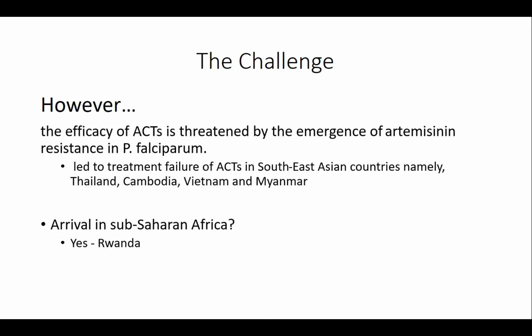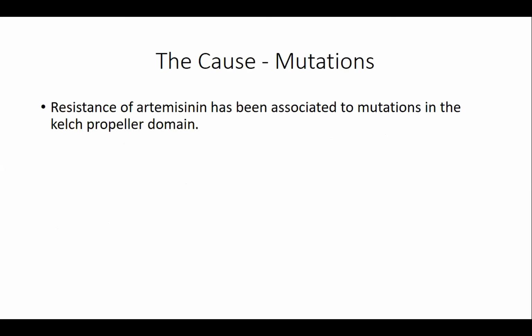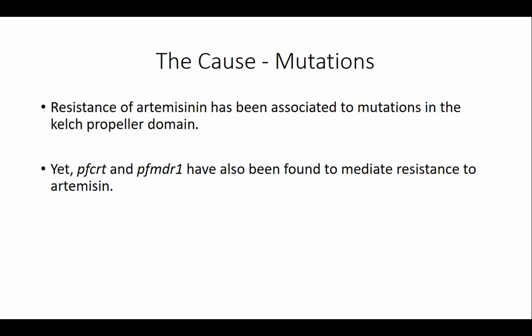Arrival in Sub-Saharan Africa of these very difficult to treat parasite strains can have a huge impact on malaria morbidity and mortality. And yes, they have arrived. The cause, mutations. In 2014, reports established that resistance to artemisinin is due to the Kelch propeller domain of the parasites. However, of importance to this study are the PFCRT and then PFMDR1.